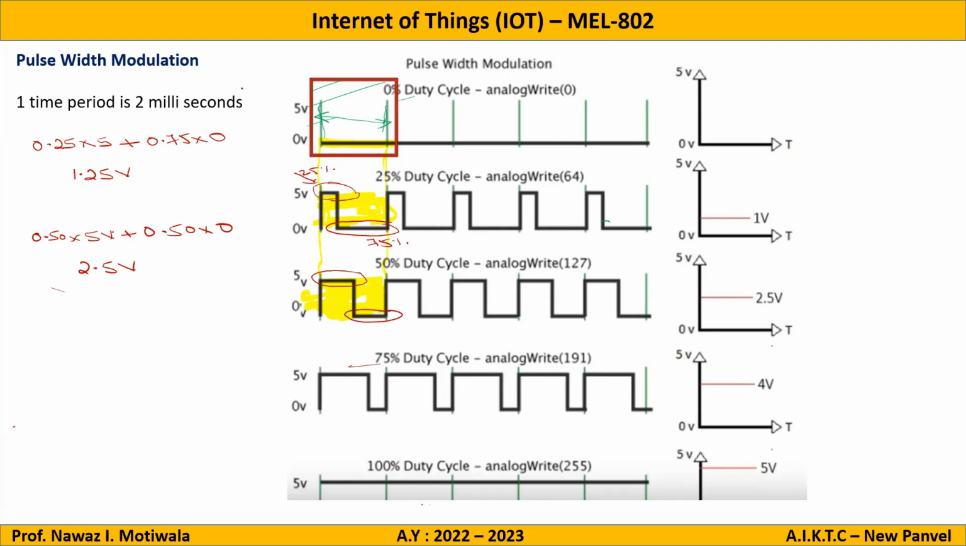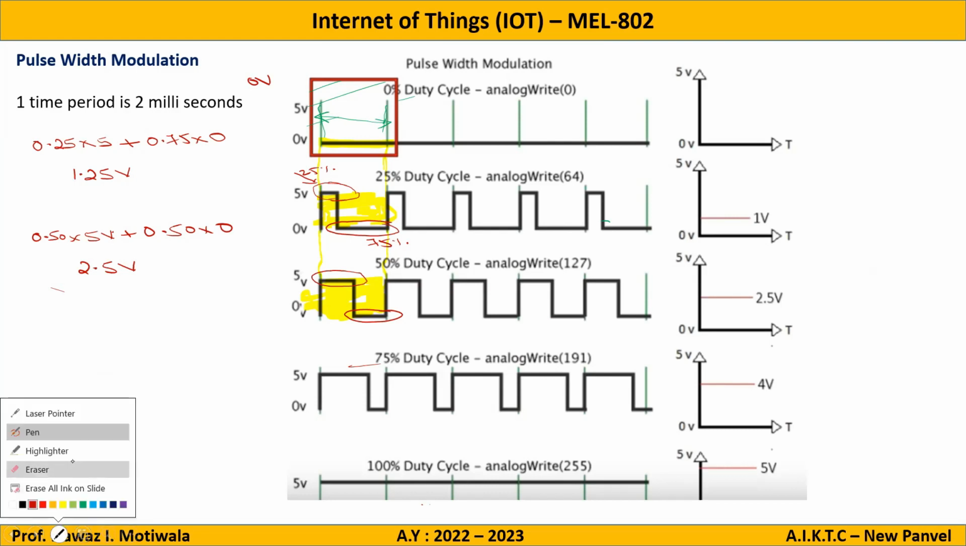So in step 1, I was getting 0 volts, hence the LED was not glowing. Then in step 2, I am getting a signal of 1.25 volts, so the LED will glow with only 25% of the intensity. In step 3, I am getting a voltage of 2.5 volts. That means the LED will glow with much more intensity than in step 1 or step 2, that is, with 2.5 volts.